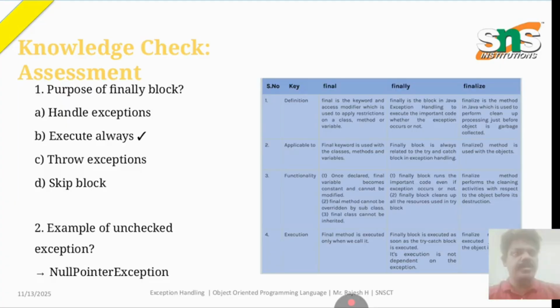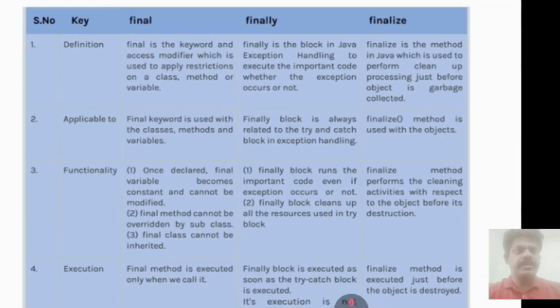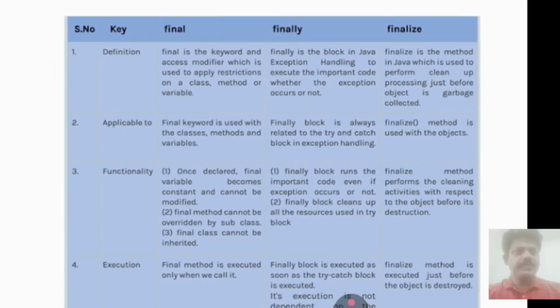As a conclusion on the assessment, what is the purpose of the finally block? It is always executed. And you need to find an example of an unchecked exception like a null pointer exception. So you have to carry out these two assessments. Also, you can compare the finally block with the final keyword and finalize.